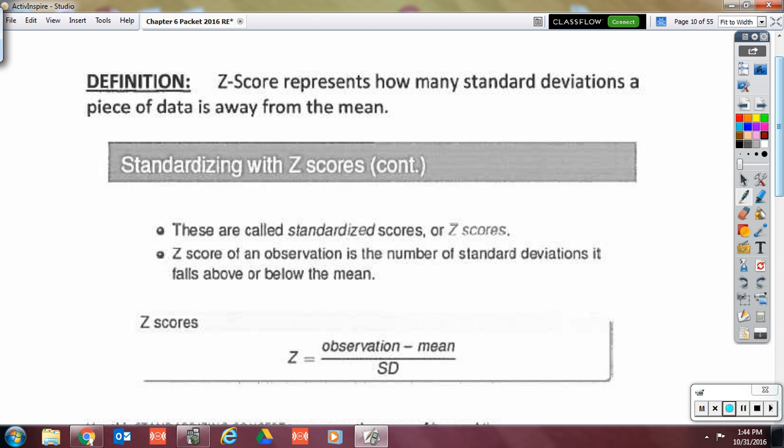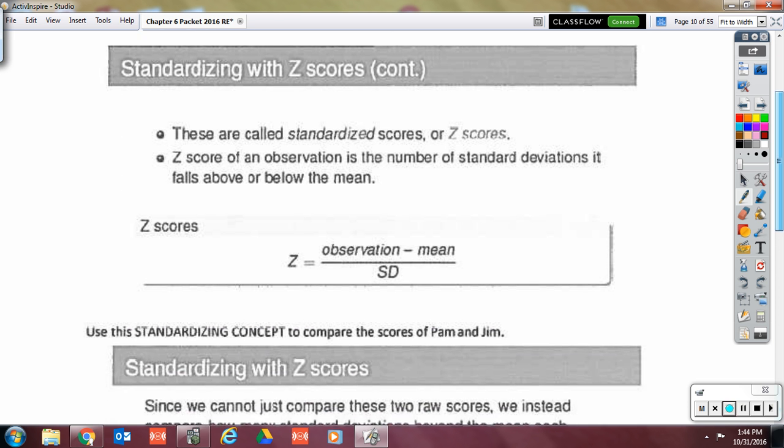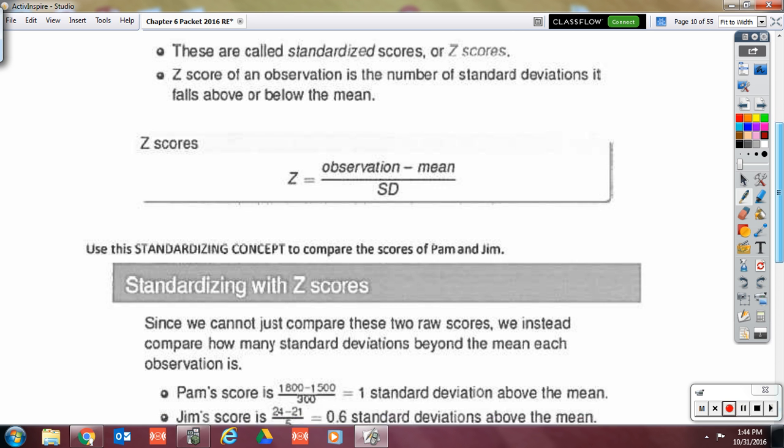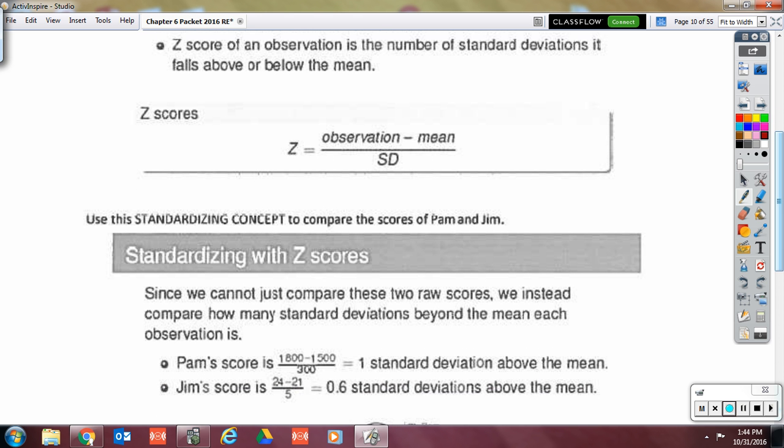All right, so here we go. A Z-score represents how many standard deviations a piece of data is away from the mean. These are called standardized Z-scores. A Z-score is the number of standard deviations an observation falls above or below the mean. To get a Z-score, we take the X value, the context value, like her 1800 or his 24, minus the mean of that section, over the standard deviation. So Z equals X minus the mean over the standard deviation.